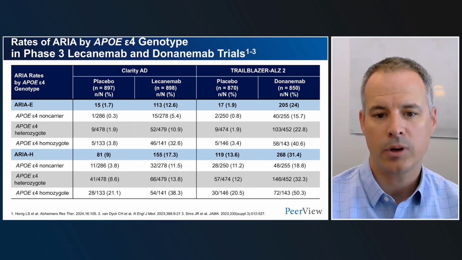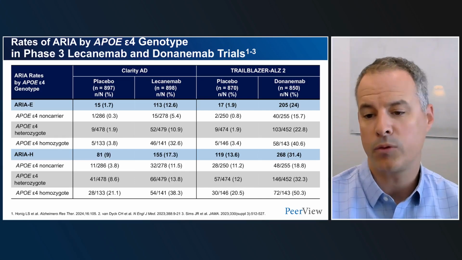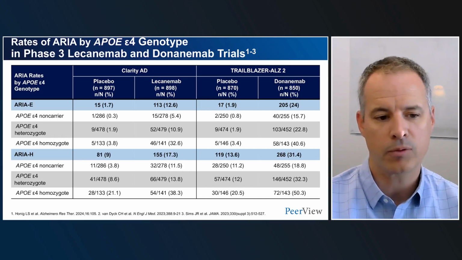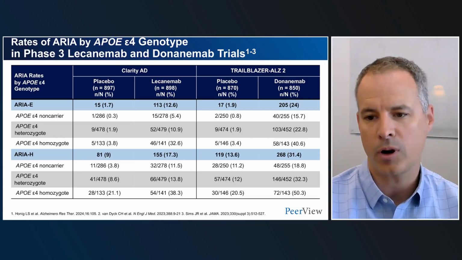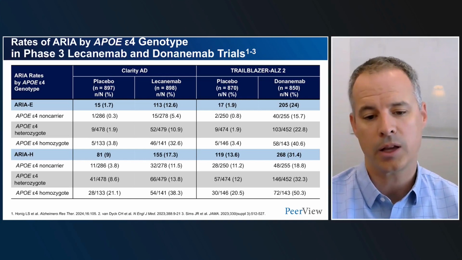The data is similar in the donanemab trial. The numbers are a little bit higher. ApoE4 non-carriers showed about 15% developing ARIA-E, whereas up to 40.6% in the ApoE4 homozygote group. The numbers for ARIA-H are even higher. 18.8% of non-carriers develop ARIA-H, whereas 50.3% of ApoE4 homozygotes develop ARIA-H.